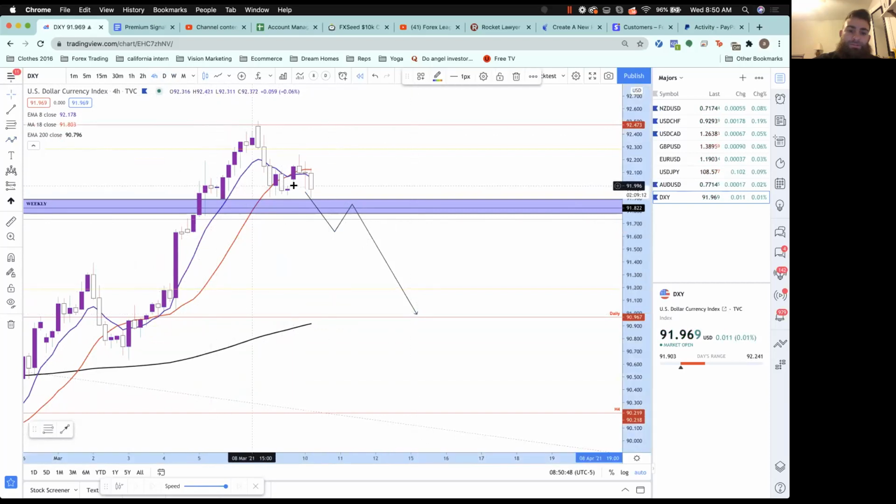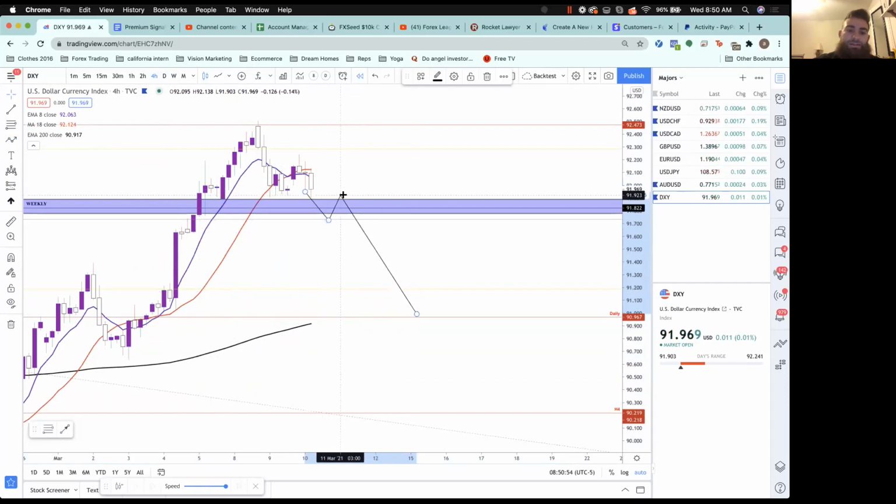This support level that's forming right here, this higher low, that's what it's got to break right now. That's what it's retesting. Until then, guys, this thing is in an uptrend. I'd like to see DXY back around 91.60. If it makes it down to 91.60, I could totally see it hitting this level, coming back to this level right here.